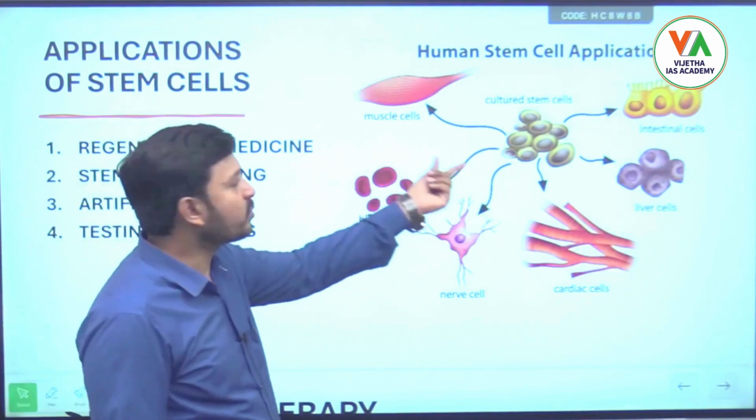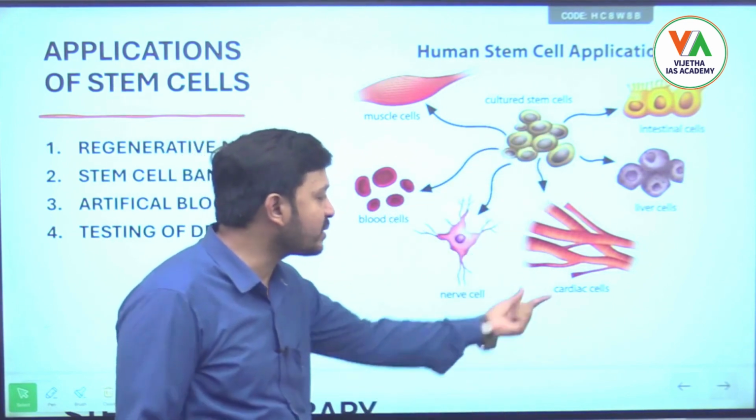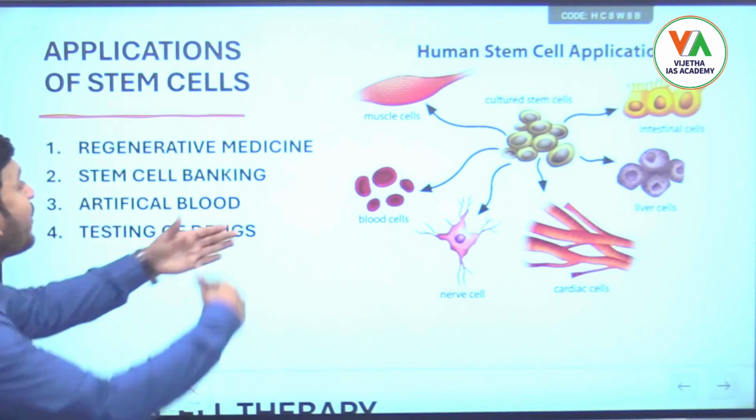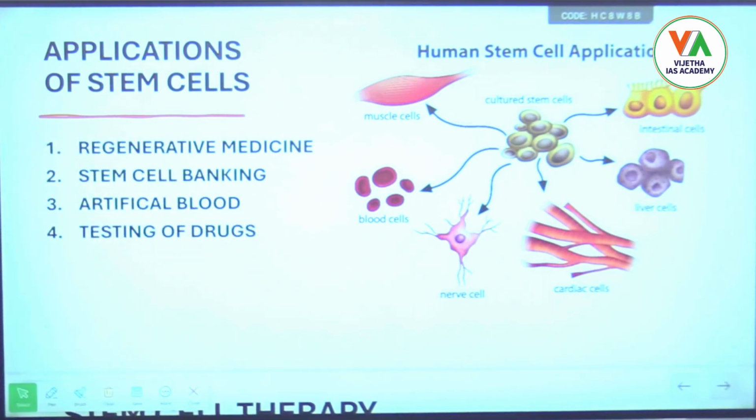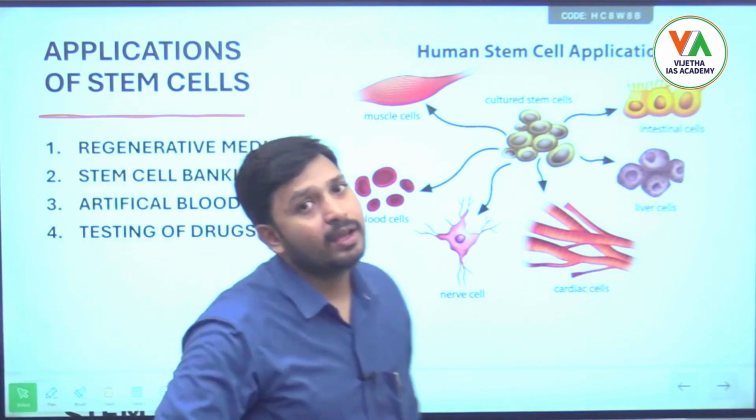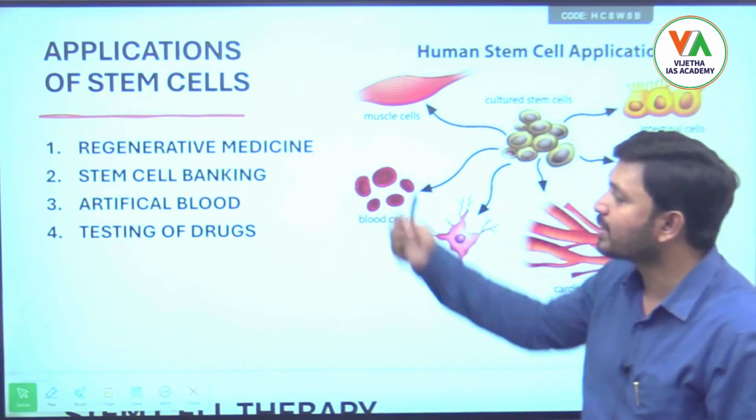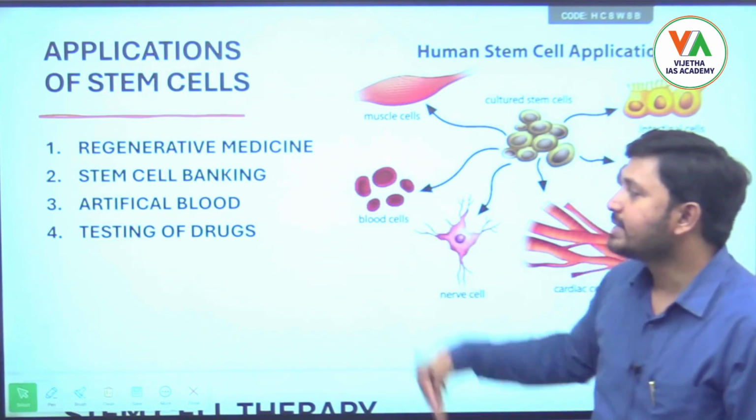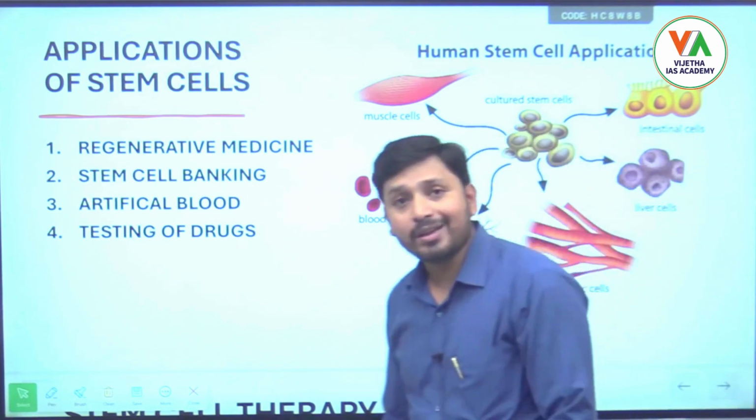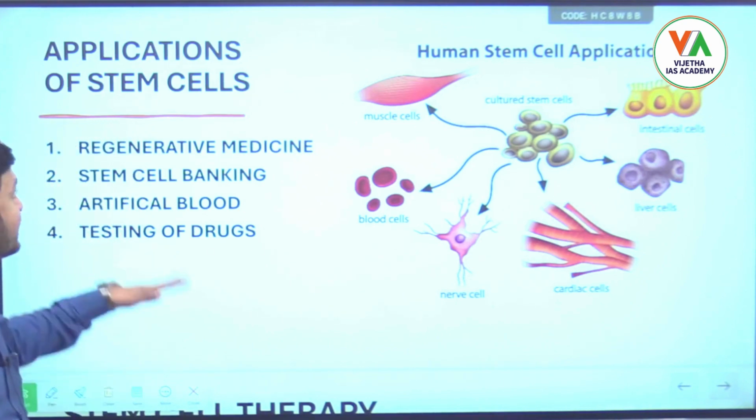Using stem cells, we can make muscle cells, intestinal cells, liver cells, heart cells, nerve cells, and blood cells also. Apart from those things, there are some other benefits: we can use them for regenerative medicine, which is therapeutic cloning. Stem cell therapy is called regenerative medicine. There is stem cell banking, we can make artificial blood, we can test different drugs, and we can make different organs, for organ transplant, using these stem cells.